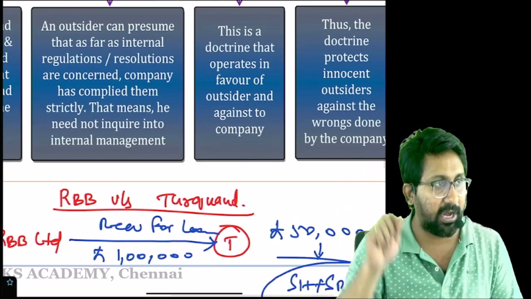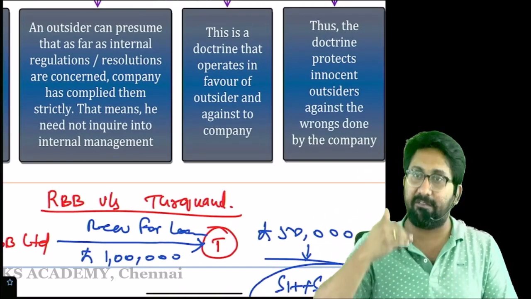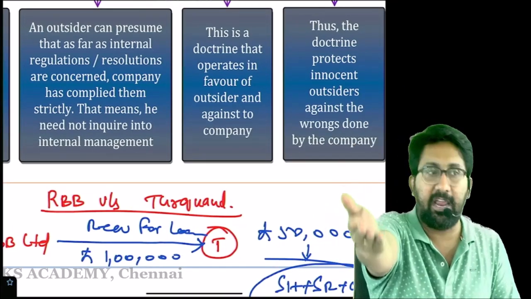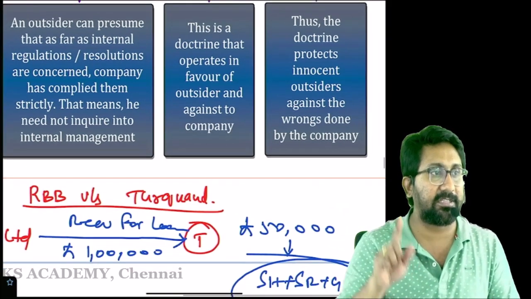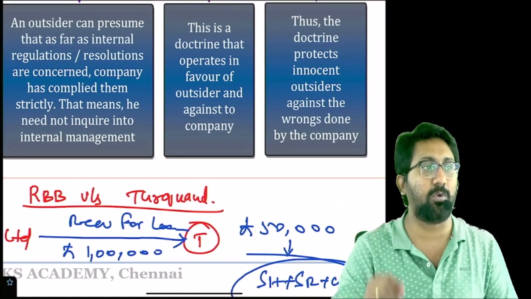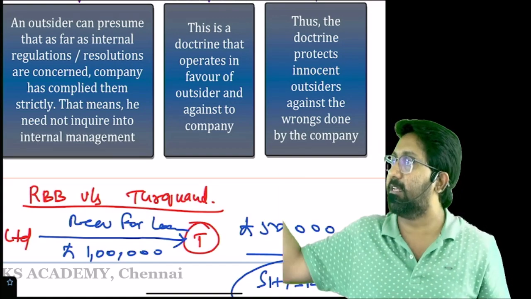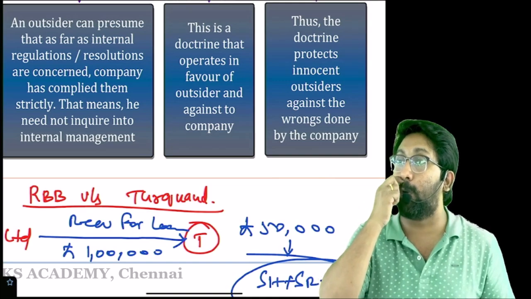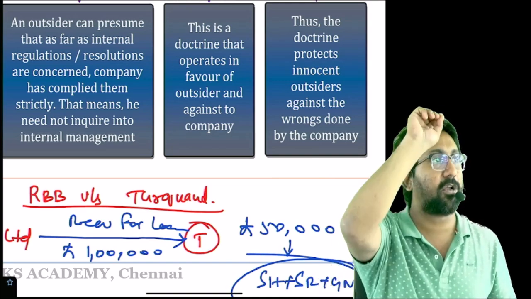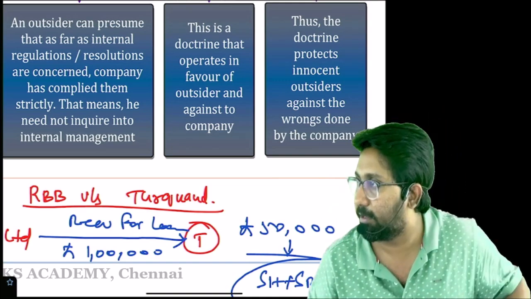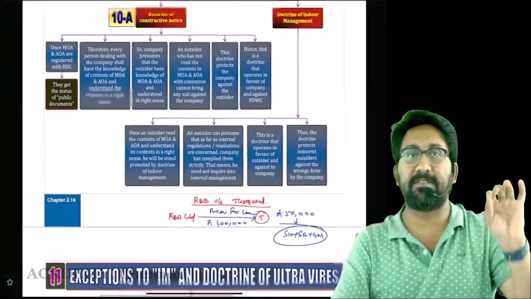This is a doctrine that operates in favor of the outsider against the company. This doctrine protects the innocent outsiders against the wrongs done by the company. This is called the doctrine of indoor management. Everyone understood the logic of the section clearly? So summarize everything in your language.